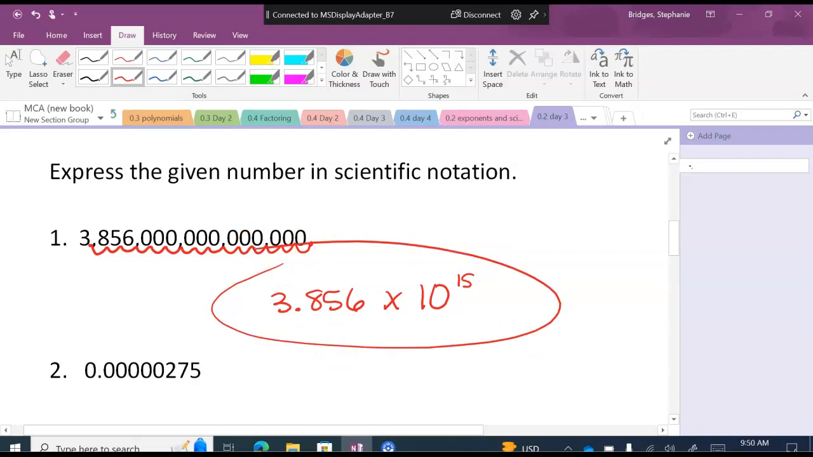So if I'm looking at number 2, I've got 0.0000000. I can't remember how many I said. There's 5 zeros. And then 275. Where would I want to move my decimal this time? Behind the 2. Okay, so let's count how many times that is. 1, 2, 3, 4, 5, 6. So my new number is 2.75, and it's times 10, but this time it's going to go to a small number, right? So what kind of exponent is that? Negative, yes.